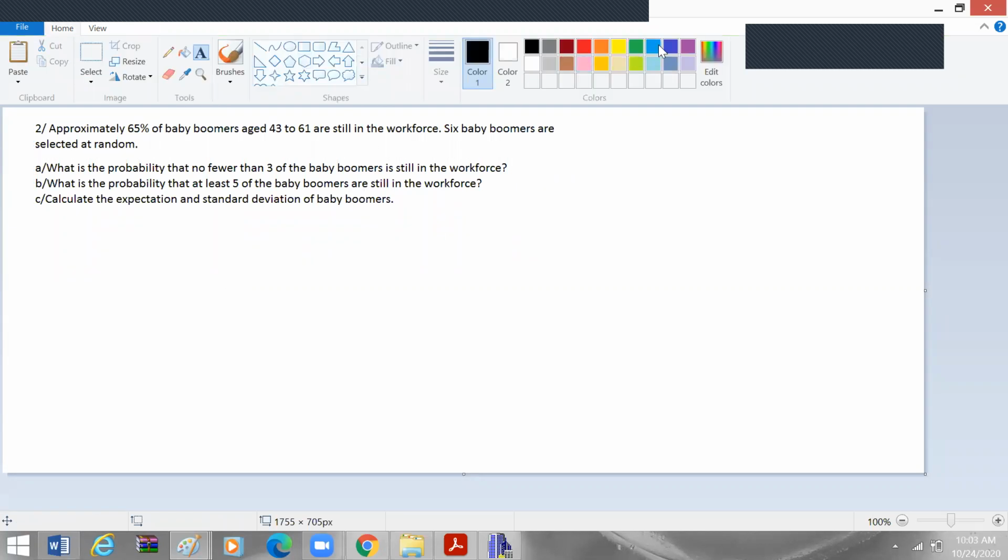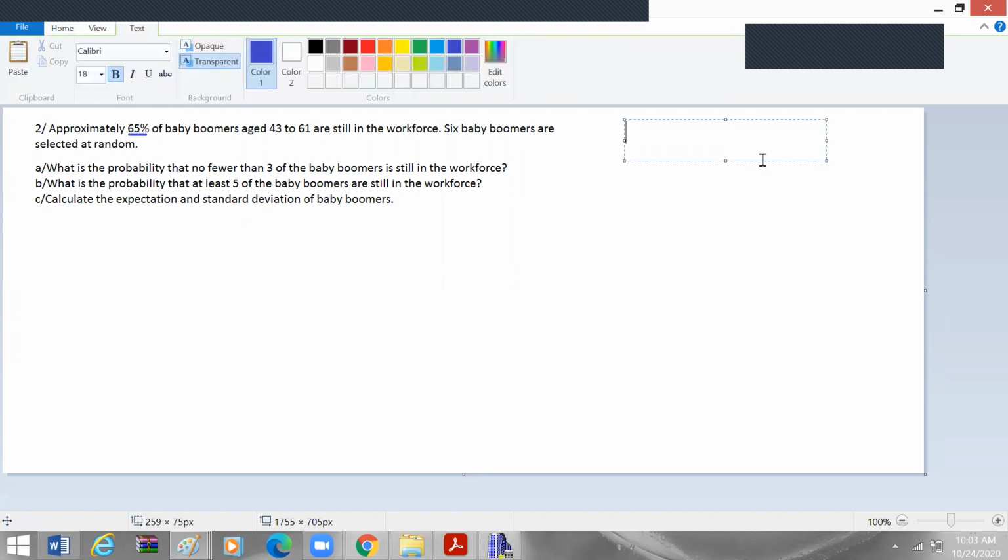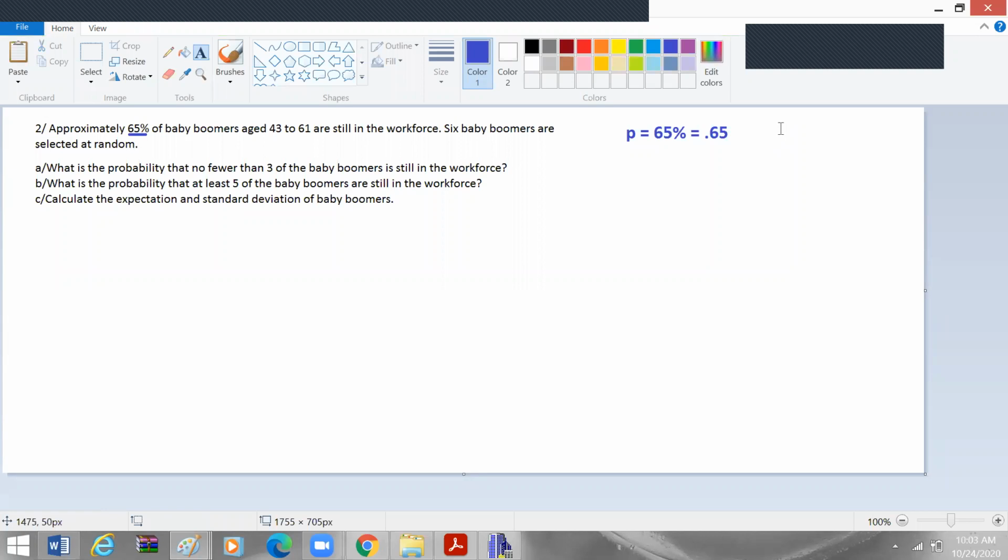Do we agree? Yes. Because this number is a percentage, we put down P equal to 65%, which is 0.65. And we also have another number. How many people did we select? We select 6 baby boomers. Do we agree? So this one will be the N. So N equals 6.